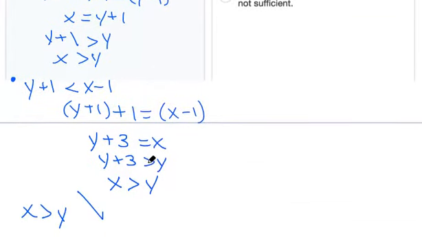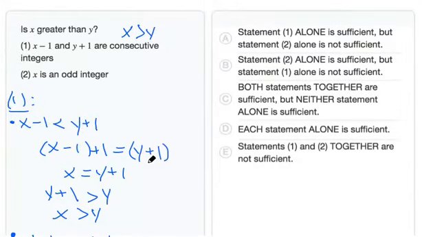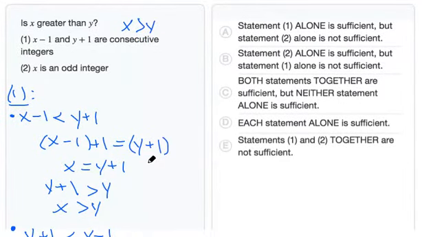So we can go ahead and eliminate some of the answer choices now that we know that statement 1 alone is sufficient. We can actually eliminate answer choices B, C, and E. So we're left with answer choice A or D, since statement 1 alone is sufficient. So we need to consider what statement 2 tells us.